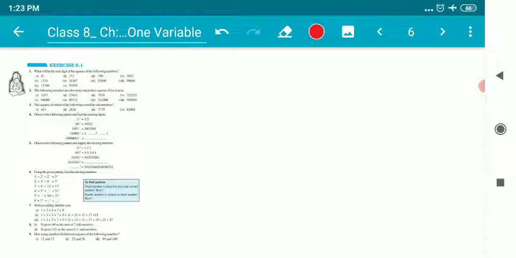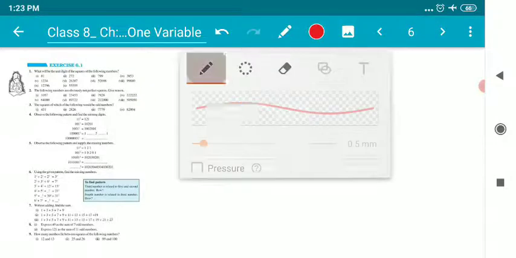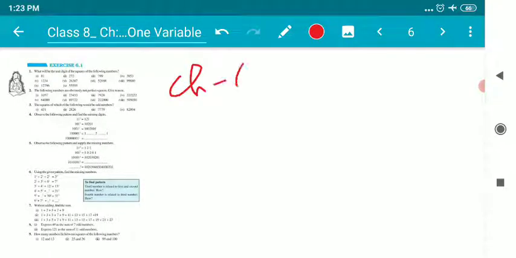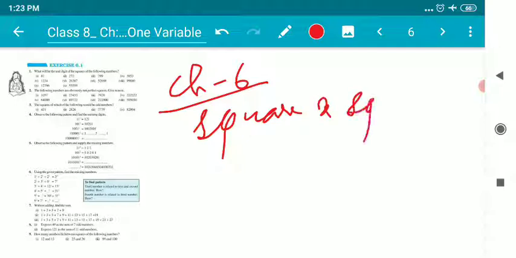Children, we have completed chapter 1 and chapter 2. So, children, we are preparing to start chapter 6. Chapter 6 is about square and square roots.